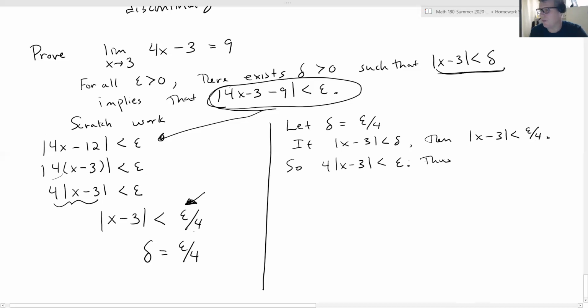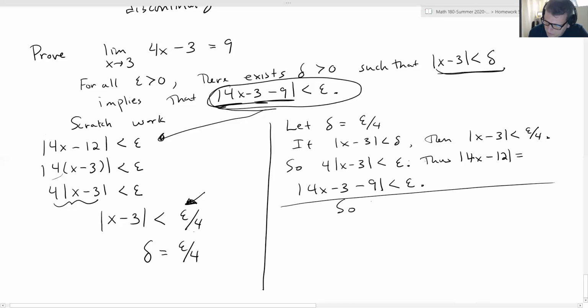Thus, you don't have to use the thuses, you can just write another sentence. Thus, |4x − 12|, which equals, and we'll just do this one, |(4x − 3) − 9|. I want to write it that way. |(4x − 3) − 9| < ε. So now the proof is done. We just finish out by saying that the limit as x approaches 3 of 4x − 3 is equal to 9, and that's the finishing of our proof.